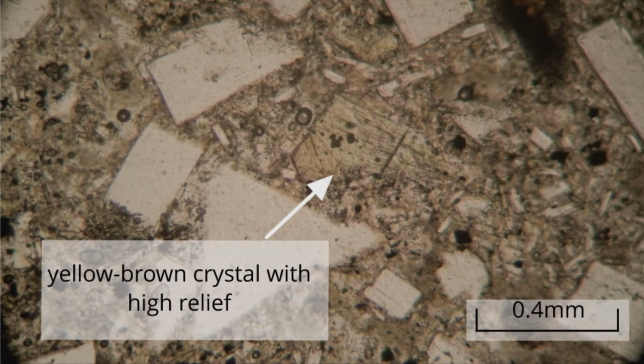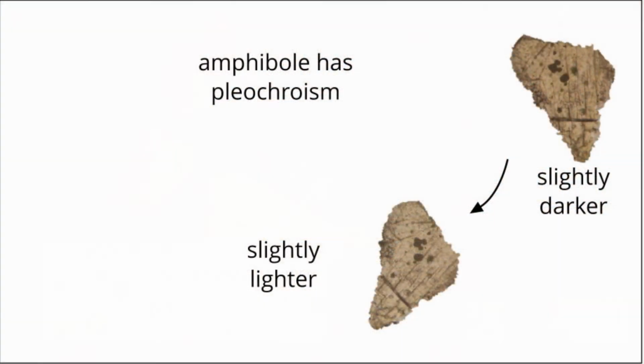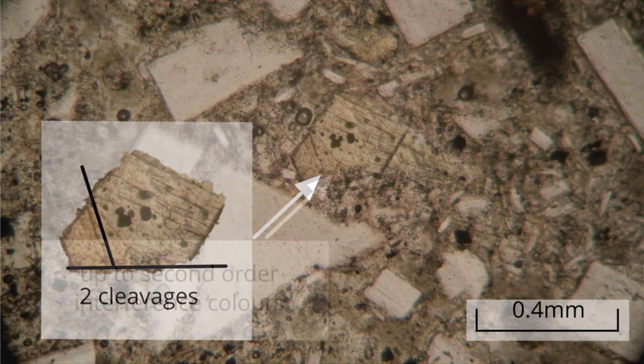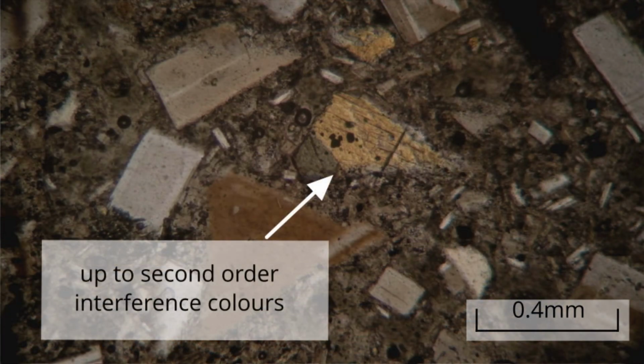The amphibole is a yellow-brown colour in plain polarised light and has high relief, so it stands out from the other crystals. It is pleochroic, which means it changes to a darker colour as the stage is rotated. It is possible to pick out two cleavages at 60 degrees and 120 degrees to each other. Under cross polars, the mineral shows up to second order interference colours.